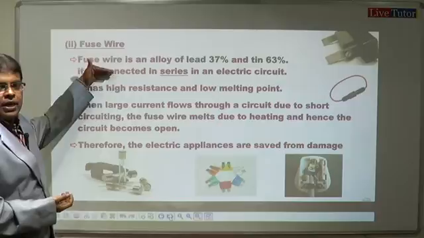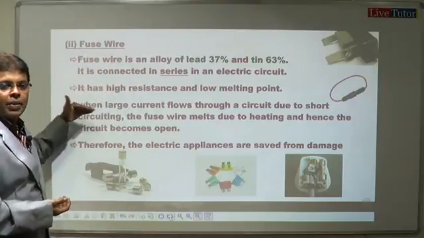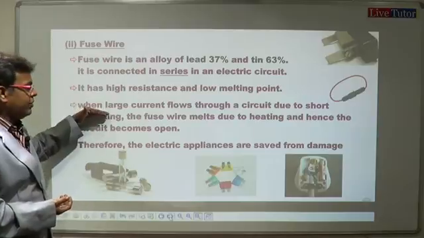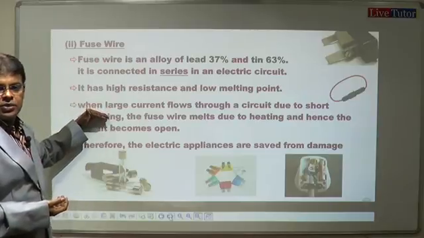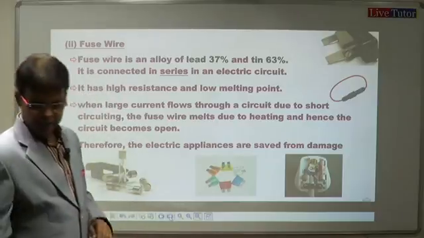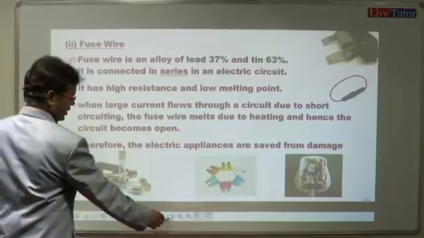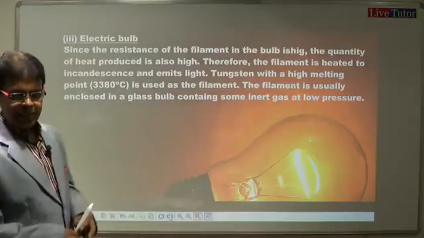So what is a fuse wire? What is the property? It has high resistance and a low melting point. What happens when the fuse is connected in series? It is saved from damage. These 3 points you have to write. Then only you will get 3 marks. So this is the second application of Joule's law of heating. The third one is the electric bulb.